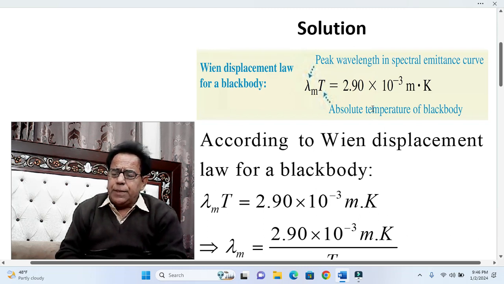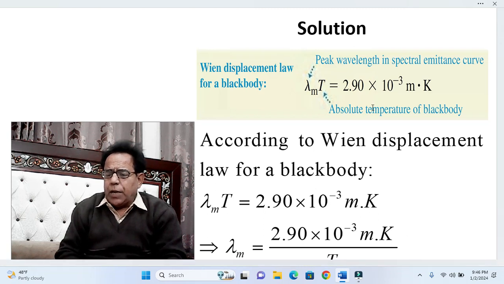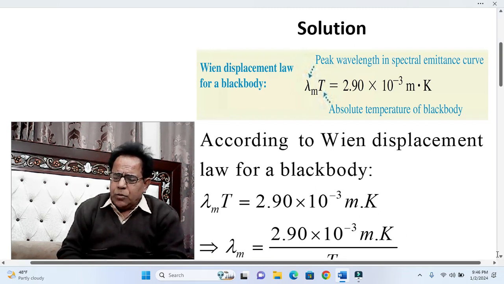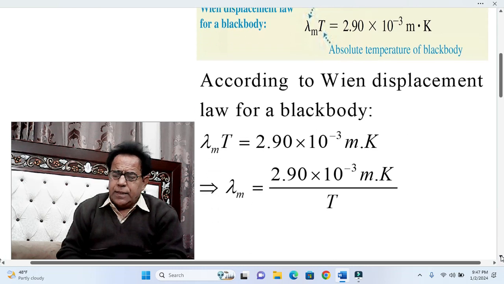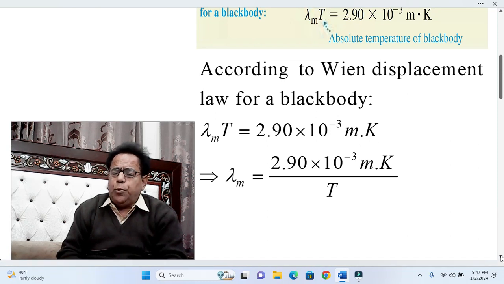Wein displacement law, lambda m T equal to 2.90 into 10 raised to the power minus 3 meter, that is to say millimeter, into Kelvin. Okay, 2.9 millimeter Kelvin. Lambda m is the peak wavelength in spectral emittance curve, and T is the absolute temperature of black body. We will use this snapshot, and remaining nothing, our problem will be solved. It is a short problem, but we have not distinguished between a normal or lengthy problem and a short problem, so it is just a problem, whether lengthy or not. According to Wein displacement law for a black body, lambda m T is equal to 2.90 into 10 raised to the power minus 3 meter dot Kelvin.